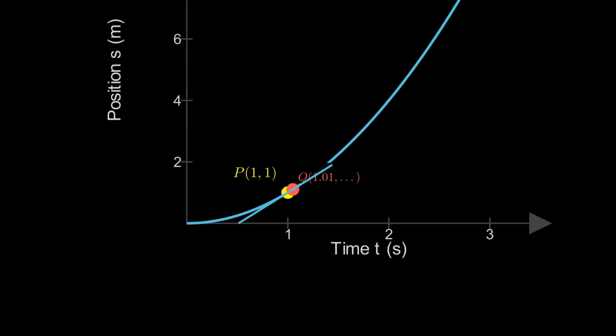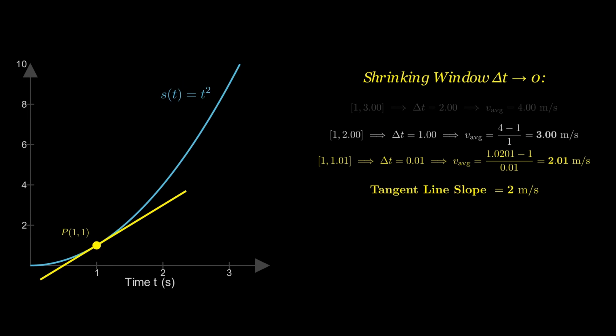As the time increment delta t approaches 0, the second point slides down the curve towards the first. The secant line rotates, and in the limit, it locks into a single tangent line that grazes the curve at (1, 1). The slope of this tangent line is exactly 2 meters per second.